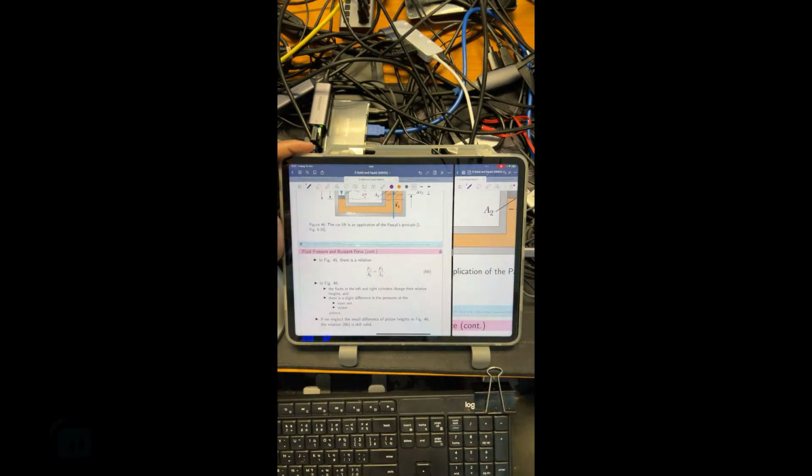Let's review the study that we have seen last time. It's about Pascal Law.